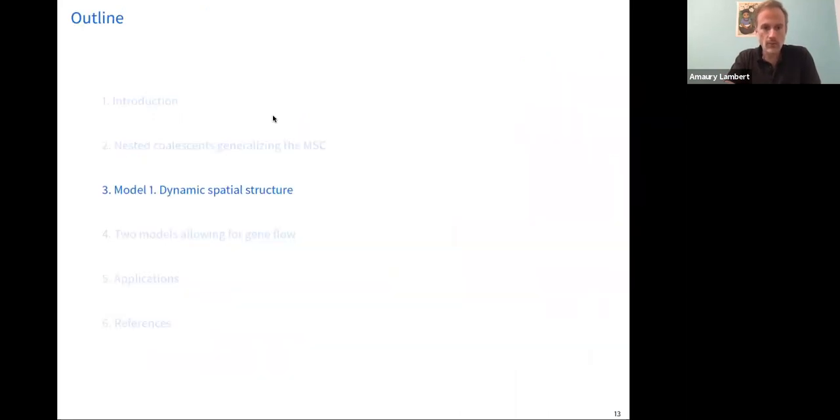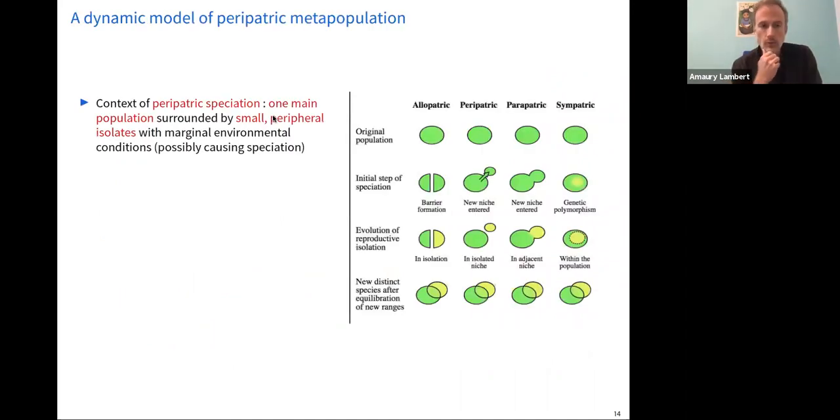So let's go for model 1 with a dynamic spatial structure. The idea here will be to use the context of what is called peripatric speciation. If you remember, last week I talked about allopatric speciation, where a large population will split into two geographically isolated populations, and as a byproduct of genetic differentiation due to local adaptation, these two populations will differentiate sufficiently to form different species.